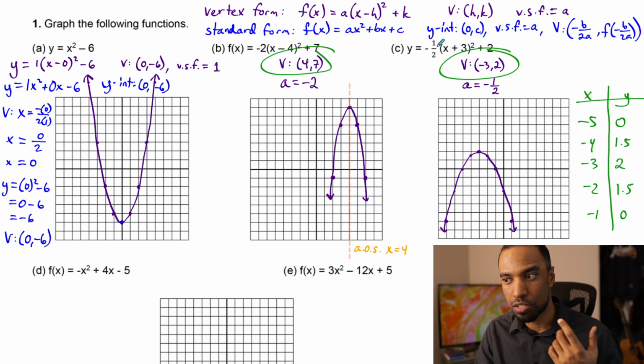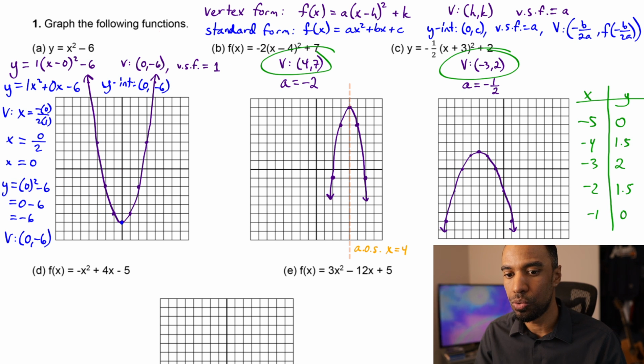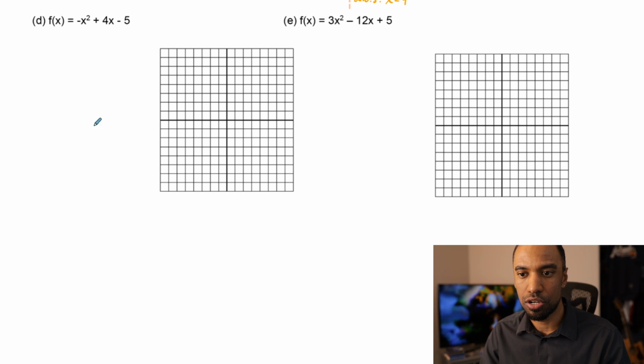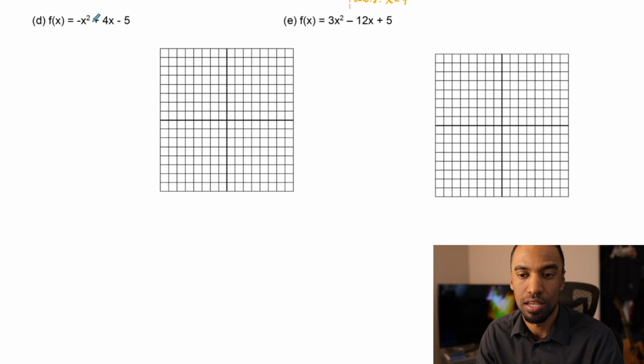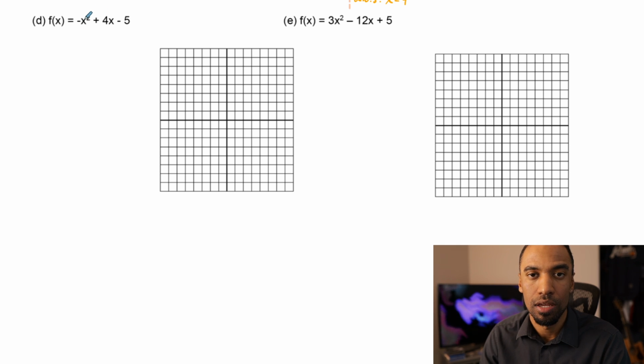But alas, those are some vertex form graphs. I think we run into a couple later when we solve by graphing. I'm going to go ahead and move on, and let's look at standard form in blue down here for parts D and E. Here we go. These are in standard form. The vertex is not prevalent right here until or unless you go ahead and do that vertex thing.